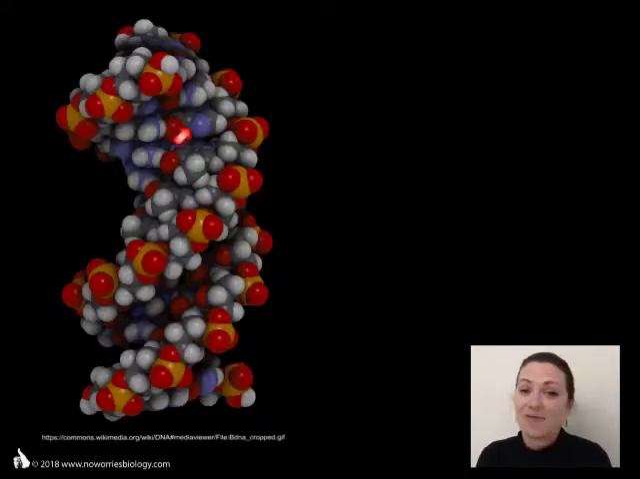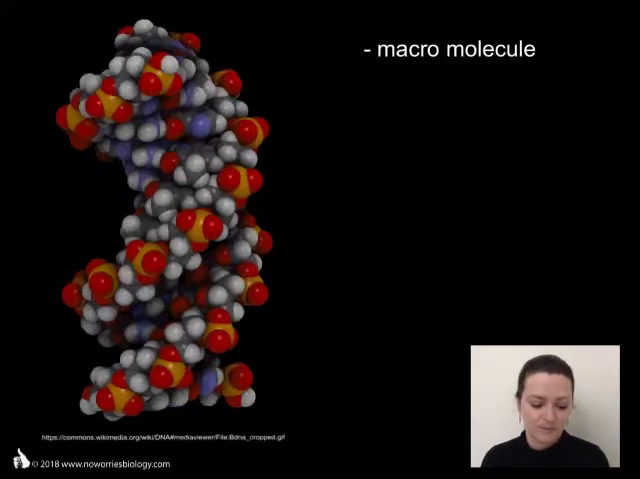Here you can see a three-dimensional model of the DNA. It's actually just a very short fragment, because as a whole the DNA is an incredibly long molecule. But even within this small fragment of the DNA, you can see that it consists of a lot of different atoms and molecules. And this is why we call the DNA a macromolecule.